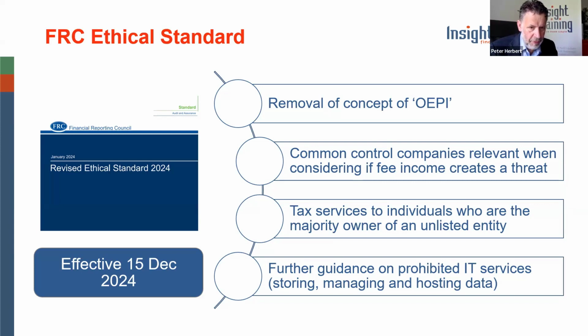areas I want to focus on: the removal of the concept of the EP, some rules in relation to the 10% and 15% thresholds for fee dependency, guidance around tax services to individuals, the majority owners of unlisted entities which the firm audits, and further guidance on prohibited IT services. Let's look at those one by one.